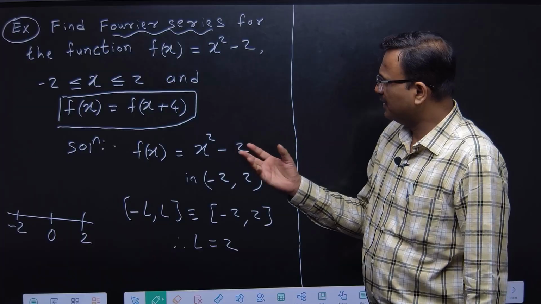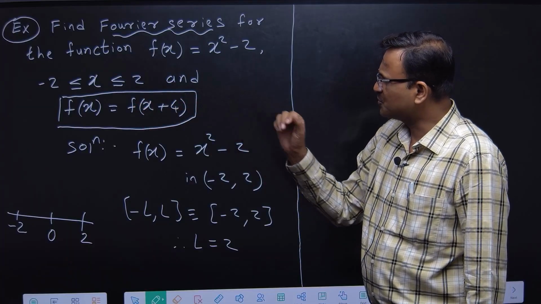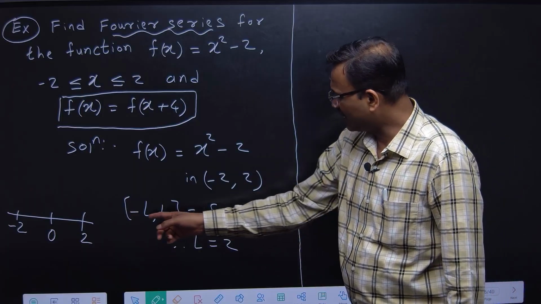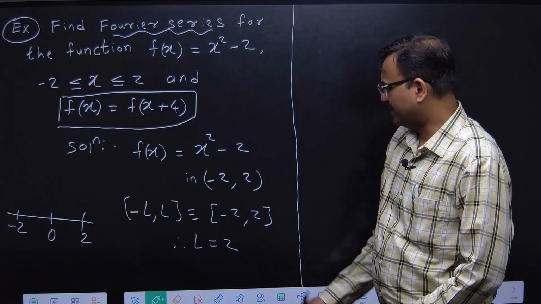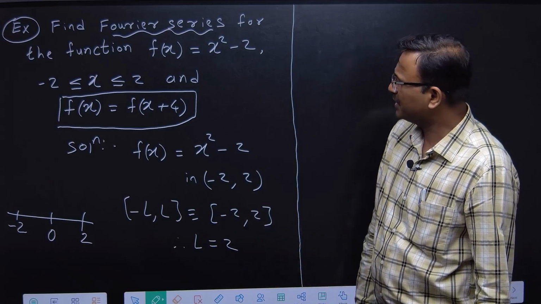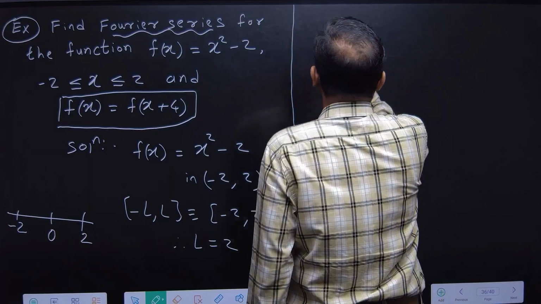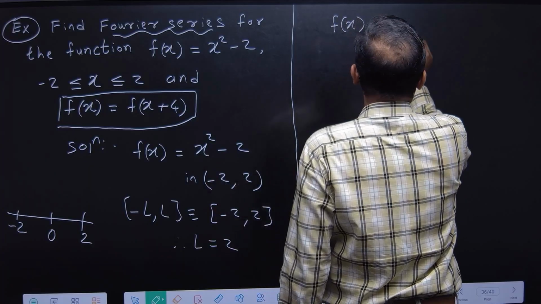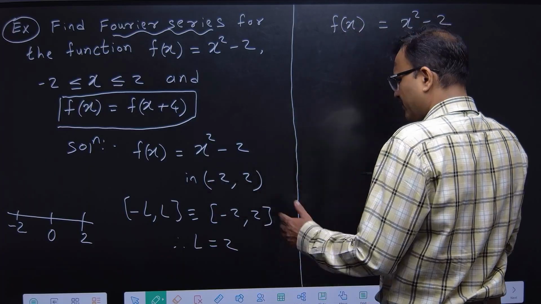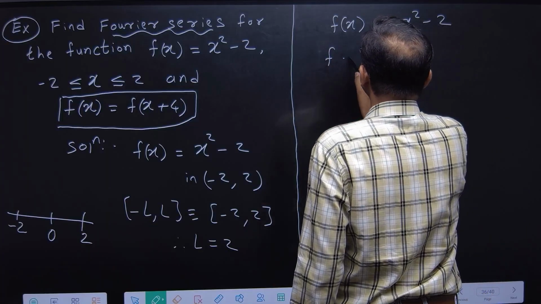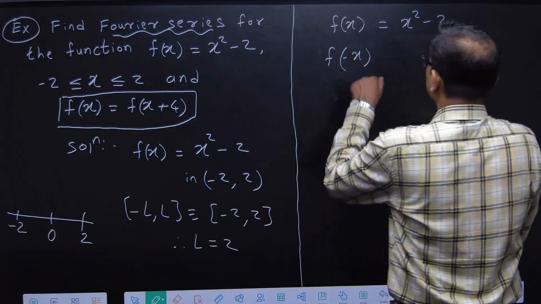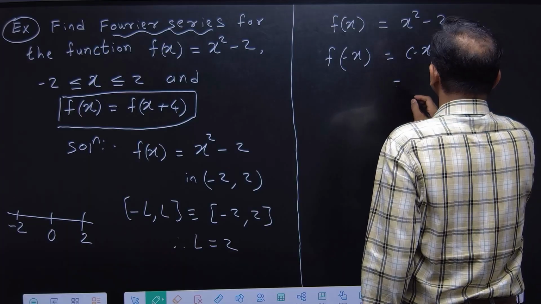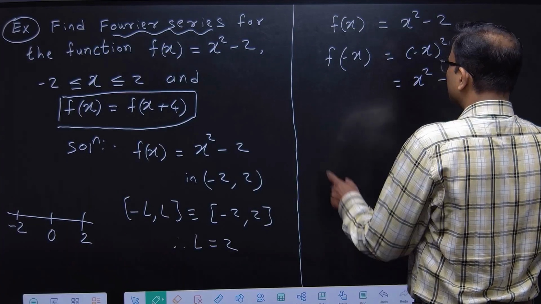So when the interval is of this form minus 2 to plus 2 or minus 1 to plus 1, minus 3 to plus 3, then in that case we compare with this interval minus L to plus L. Here L is 2, and in this case we should check whether the function is even or odd. Now f of x here is given as x square minus 2. To check whether the function is even or odd, we replace x by minus x. In place of x, if you write minus x, it will be square of minus x minus 2. So it will be x square minus 2.